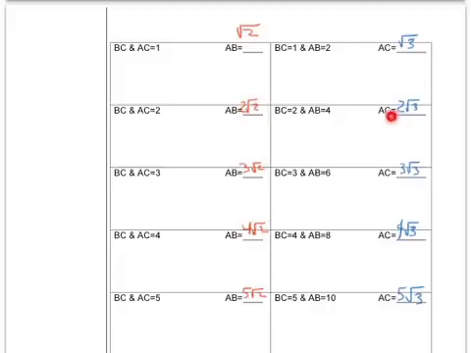For this one, it was 2 rad 3. For here, it was 3 rad 3, 4 rad 3, 5 rad 3. And notice, this is 1 times rad 3, this is 2 times rad 3, 3 times rad 3, 4 times rad 3, 5 times rad 3. So whatever the length of the shorter leg is in a 30, 60, 90 triangle, we can just multiply that by rad 3, and that should equal the middle leg.